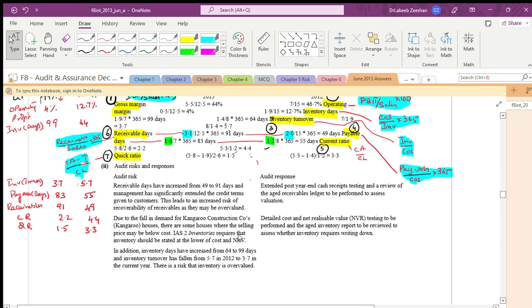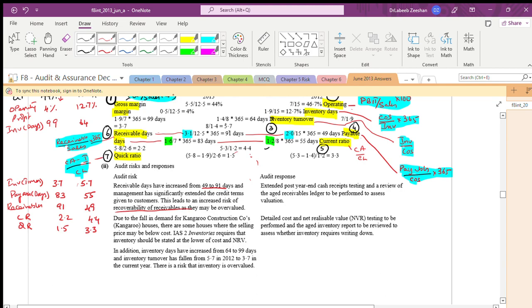Now, what we have to do, if you go by numbers, it will be easy for you. What is the risk? Risk is if you are extending the credit and receivable number of days are increasing, definitely there will be increased risk of recoverability.